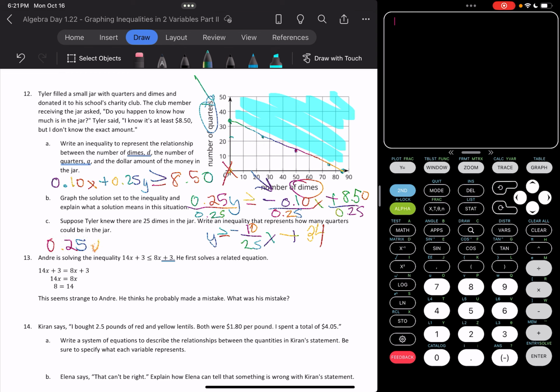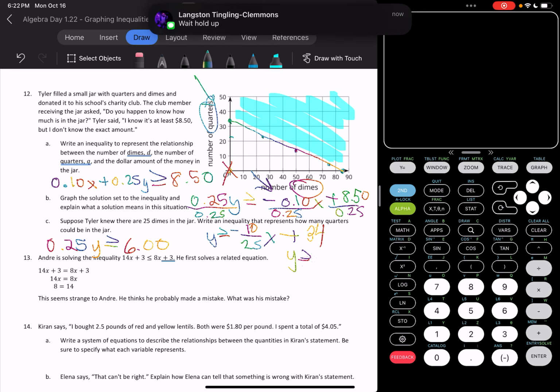0.25y has to be greater than or equal to $6. And then therefore your number of quarters, if you want to continue to calculate that, 6 divided by 0.25 is 24. So that would mean that your quarters have to be greater than or equal to 24.